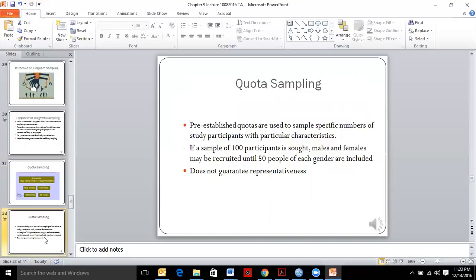The other type is quota sampling, which uses pre-established quotas to sample specific numbers of study participants with particular characteristics. For example, if a sample of 100 participants is sought, males and females may be recruited until 50 people of each gender are included. And also, it does not guarantee representativeness.